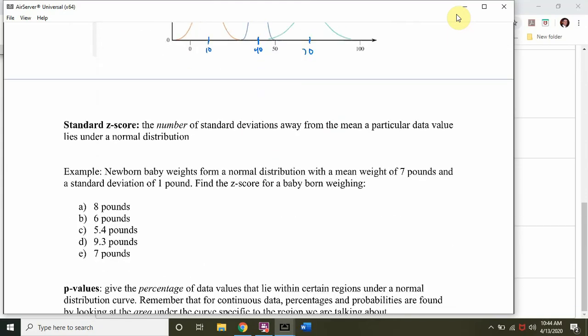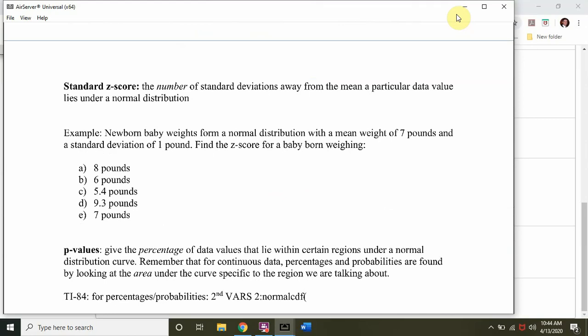Let's recall that a standard z-score is the number of standard deviations away from the mean a particular data value lies under a normal distribution. The formula we saw earlier in the course was z equals x sub i minus mu over sigma, which just means our actual data point, minus the mean, divided by the standard deviation. So that's how we compute a z-score.